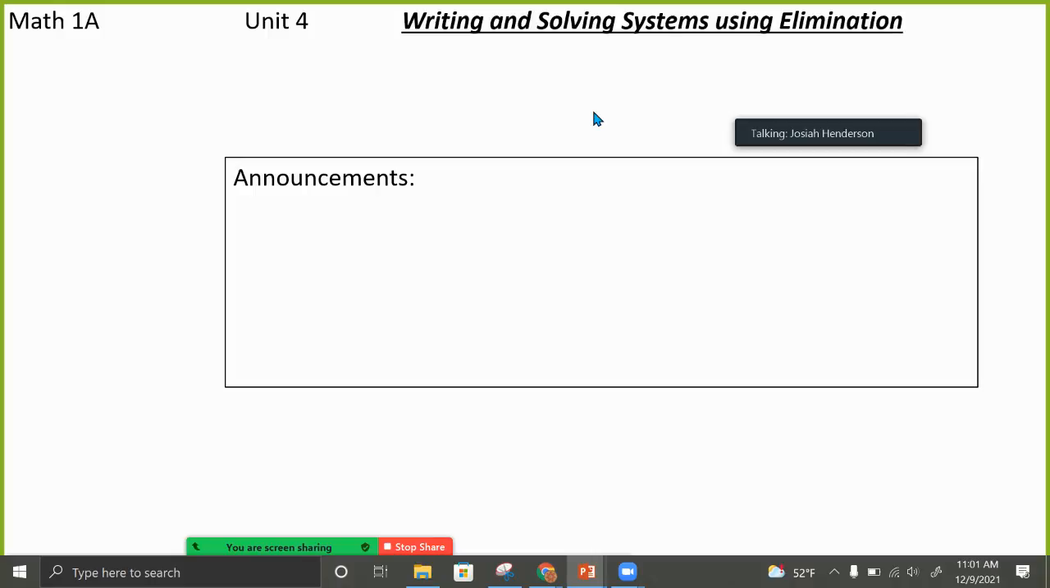So today we're going to look at the next lesson in Unit 4, writing and solving systems using elimination. And we'll look at that in just a second.